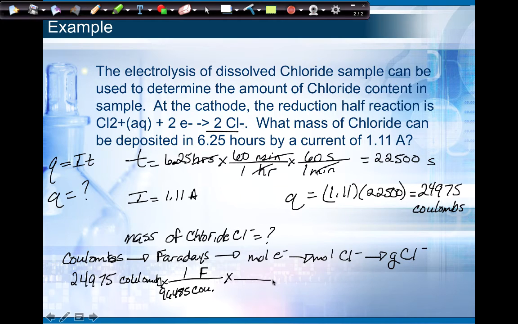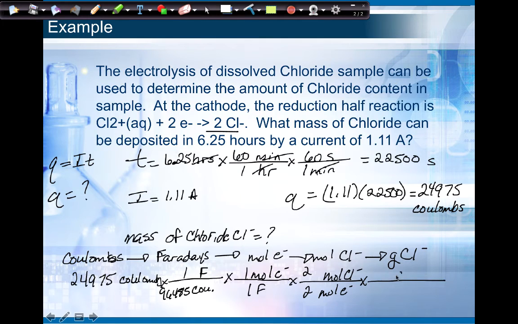All right, so now I know that 1 Faraday is equal to 1 mole of electrons. Now moles of electrons will be on the bottom, moles of chloride at the top. This is moles on top of moles. I'm looking at the equation at that point. So for every 2 moles of electrons I have, I'm going to produce 2 moles of chloride.